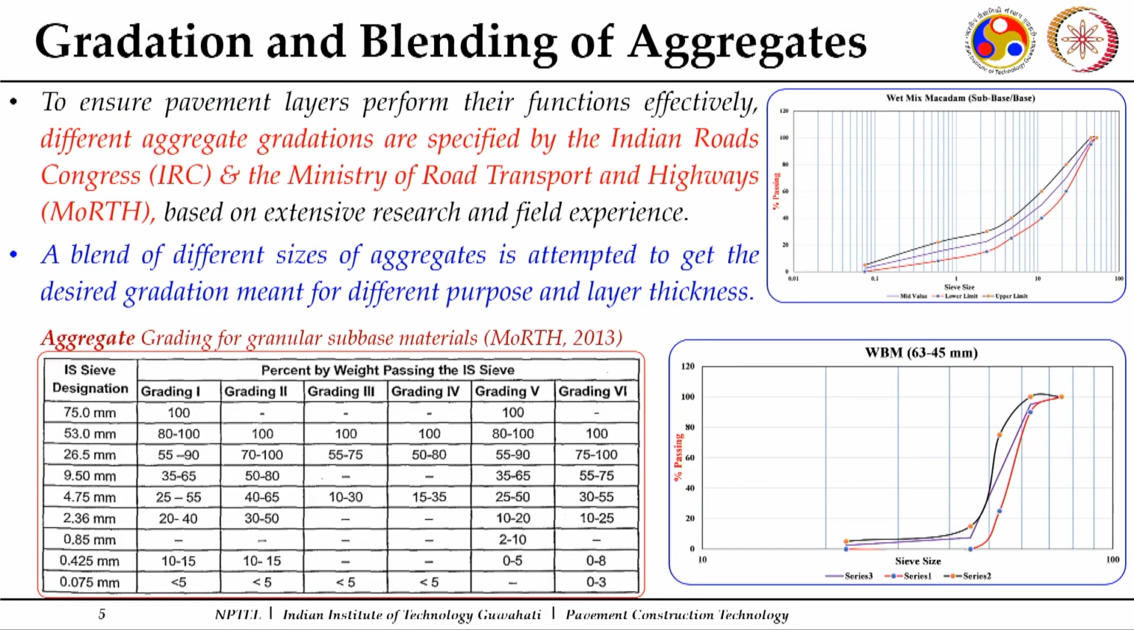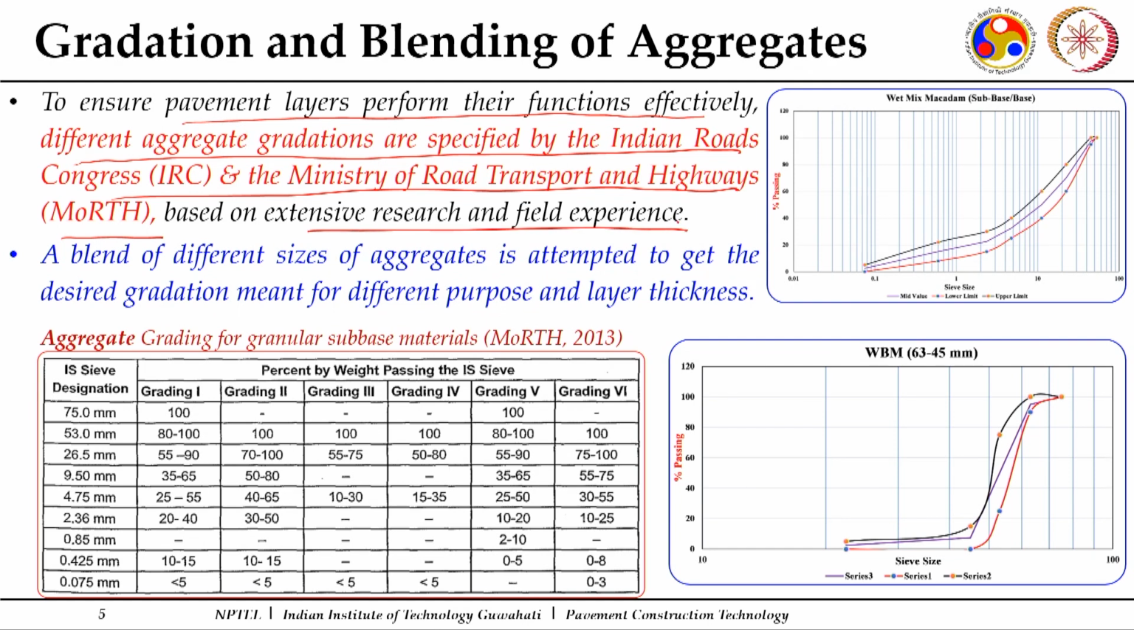Now, first of all, when we look into the blending of aggregates, the different aggregate gradations are to ensure pavement layers perform their functions effectively. Different aggregate gradations are specified by the Indian Roads Congress or the Ministry of Road Transport and Highways guidelines based on extensive research and field experience. So, they have specified that if your intended purpose is this one, it is advisable to use this particular gradation. So, you will try to target that gradation for your mix.